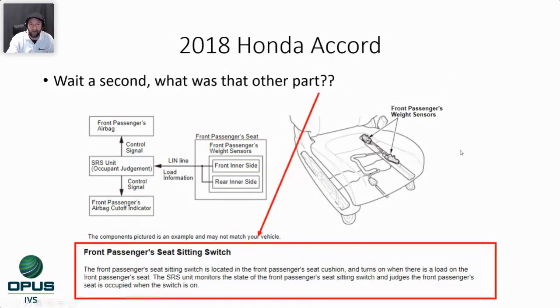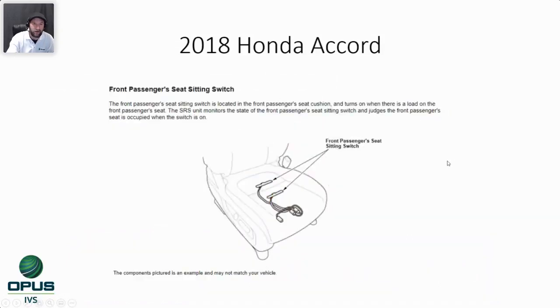Right down there, front passenger's seat sitting switch. What is that? Made no mention of that earlier. So the front passenger side seat sitting switch is basically just that.